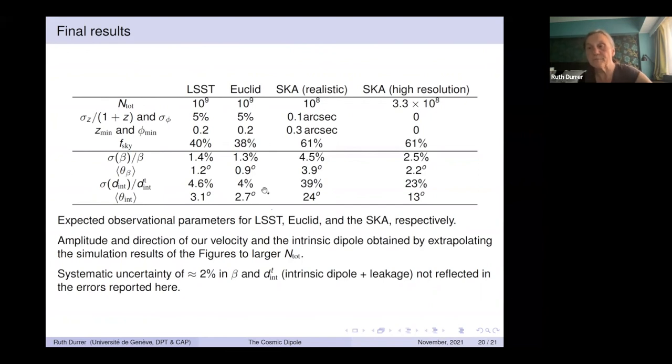Here, LSST and Euclid are similar. For SKA, we took 10 to the 8 galaxies, because we need to determine their size with a roughly 0.1 arcsecond precision. The smallest galaxies which we include must have a size of 0.3 arcseconds. We assume that we can measure their size with 0.1 arcsecond precision. We have a slightly higher sky coverage there. And the accuracy for beta is a few percent. For the intrinsic dipole, it's not very good because the intrinsic dipole is smaller. But if we are very optimistic and assume that we can measure all sizes, we have 3 times more galaxies and the error bars go down somewhat.